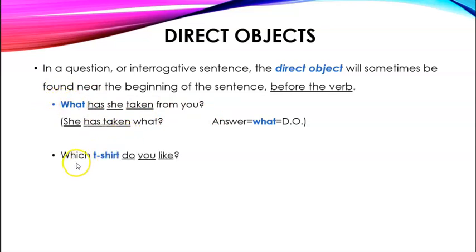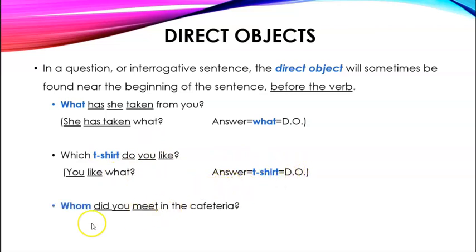Another example: Which t-shirt do you like? In this sentence, you is the subject, do like is your verb, predicate, subject, predicate. And so when you say you do like what, the answer is t-shirt. And so t-shirt is the direct object here. Whom did you meet in the cafeteria? In this sentence, you is the subject, did meet is your verb. If you ask the question, you did meet whom? Whom is your direct object.